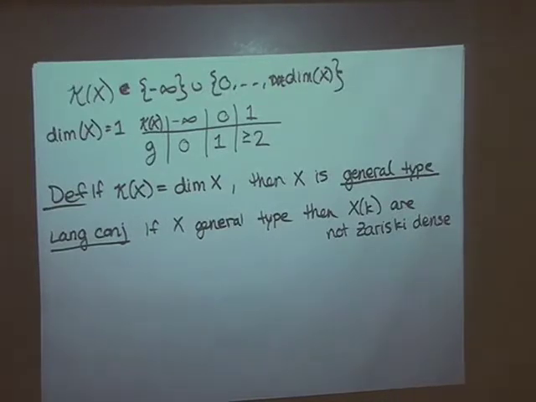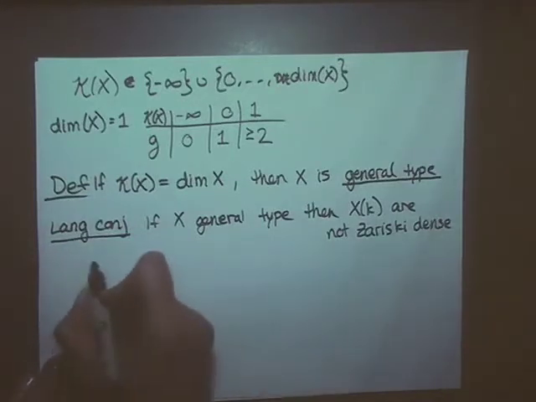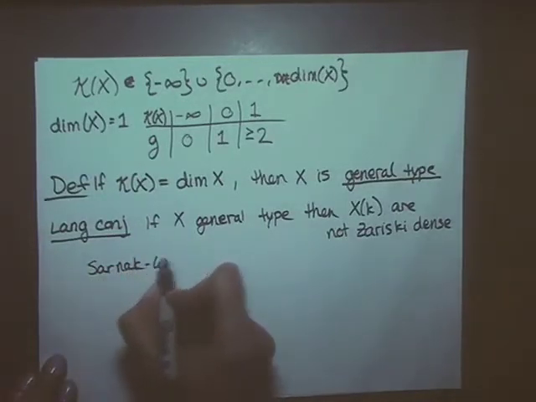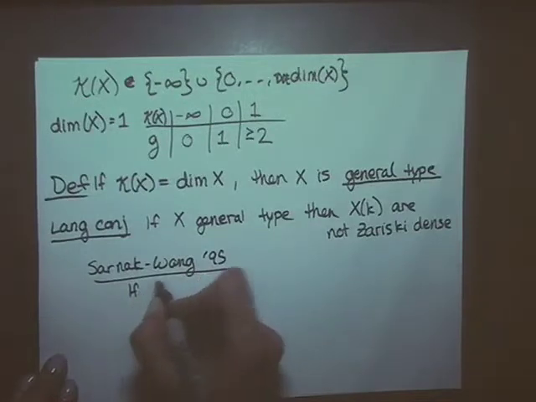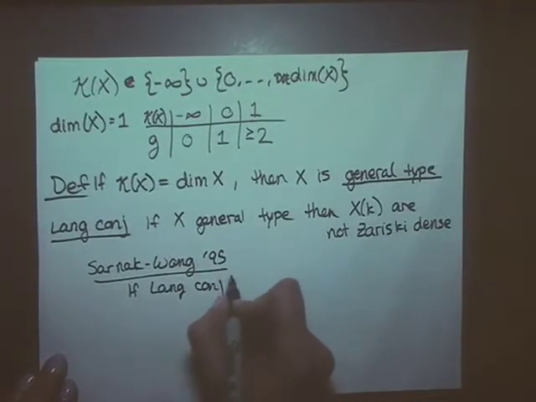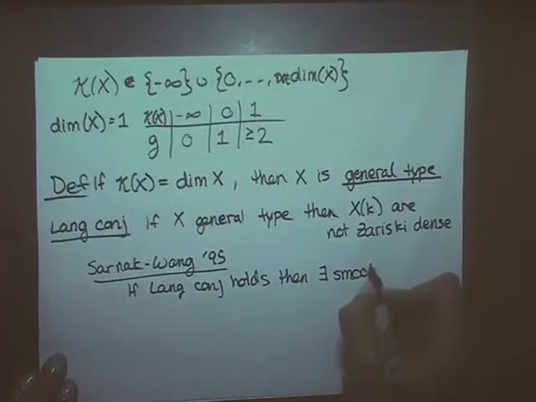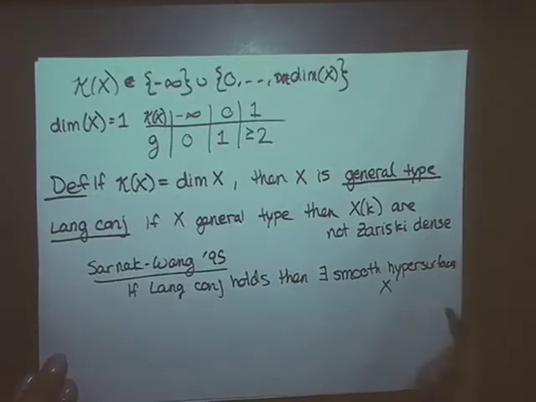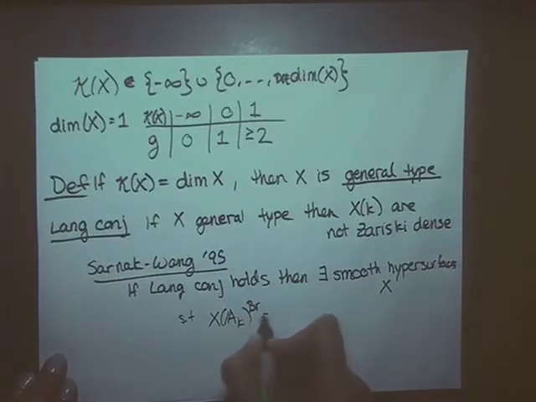So maybe that's some notion of being more complicated arithmetically. I didn't get to mention this yesterday, but actually prior to the introduction of the étale Brauer obstruction, Sarnak and Wang in 95 showed that if the Lang conjecture holds, then there exist smooth hypersurfaces X of very high degree, where the Brauer-Manin obstruction can't possibly control everything, non-empty.